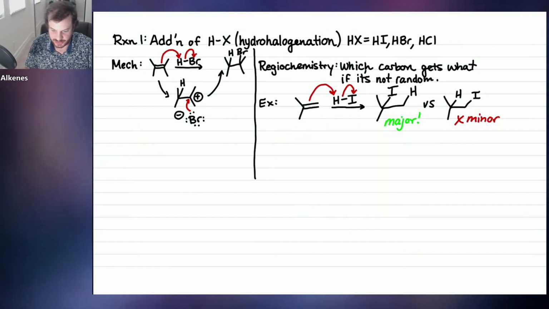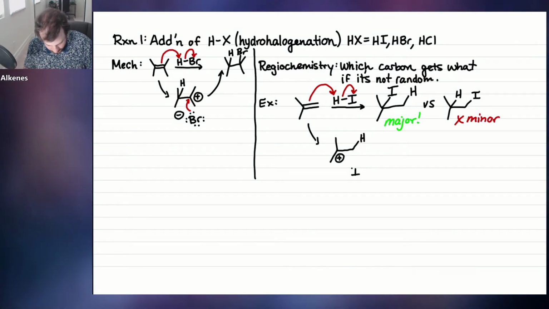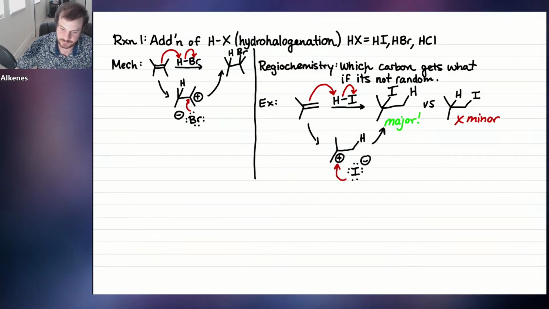All right, so let's understand why. To form the major product, what ends up happening is the carbocation forms at the more stable tertiary position on the left, putting the hydrogen on the right. Then when the I minus comes in, it attacks that more stable carbocation. Okay? So X, which is the halogen, goes on the more substituted side always.